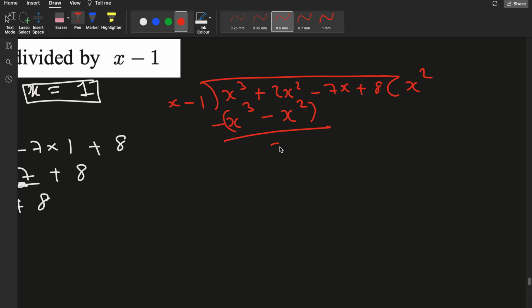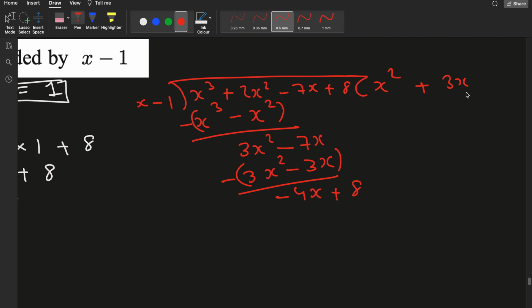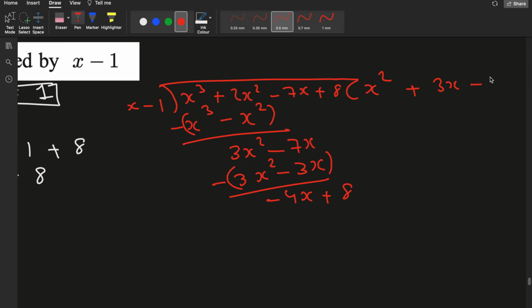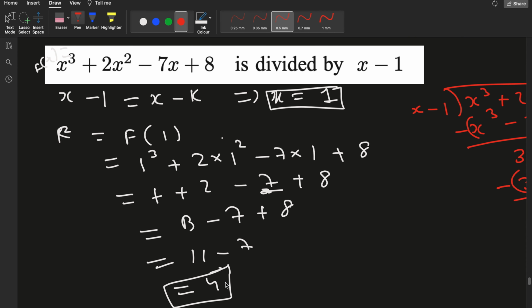This would give us 3x squared. Let's bring down the 7x. So this is going to be plus 3x. So 3x squared minus 3x. Let's subtract this. We get minus 4x. Bring down the 8. This would be minus 4. So minus 4x plus 4. When we subtract this, we get 4. So the remainder is indeed 4. And that's what we got here also.